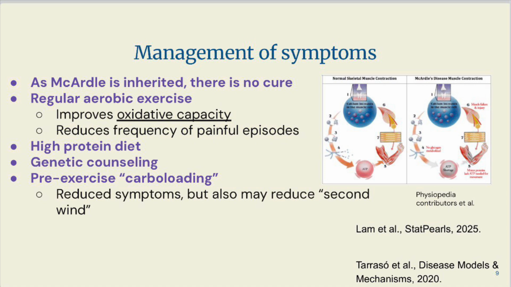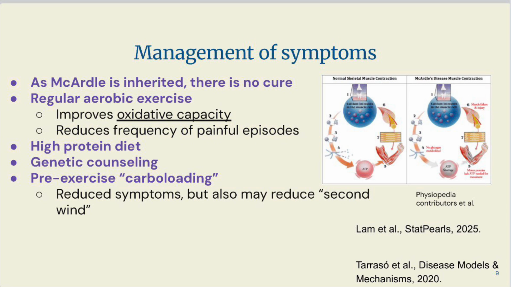In terms of managing symptoms for McArdle, it's important to know that that is the most you can really do with it, managing and reducing symptoms. McArdle is an inherited disease. It's genetic, meaning there's no cures or medicine for it. So the best you can do is try to reduce symptoms. But the first way to manage symptoms is regular aerobic exercise, which can improve your oxidative capacity. What that is, it's how well your muscles can use oxygen to make energy. And then focusing on that, improving your oxidative capacity with regular aerobic exercise can reduce the frequency of painful episodes.